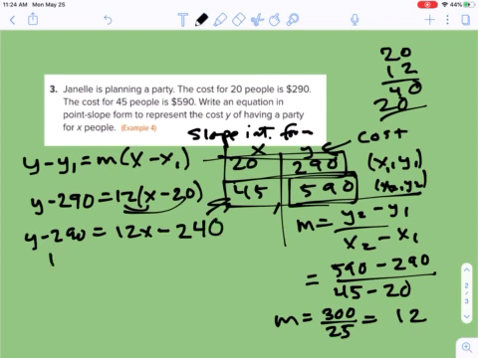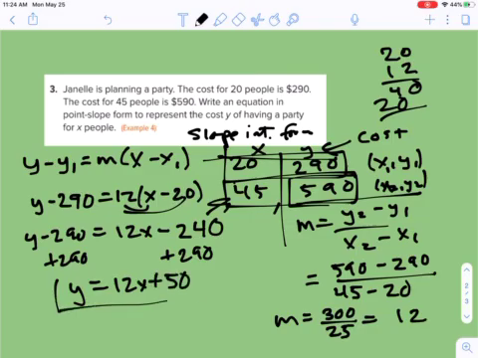Then you add 290 to both sides so that you can get y by itself, and you get y is equal to 12x plus 50. This gives you a general equation that you can actually plot a graph with, right? Your y-intercept is 50, which means that before you even invite any people to this party, it costs you $50. Probably a rental fee or something like that. And then each person costs $12. So that's what all this information represents.